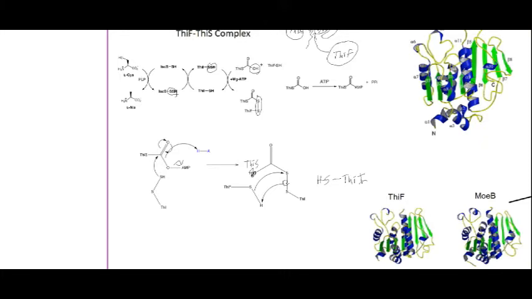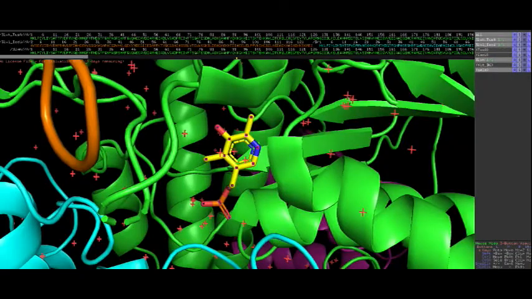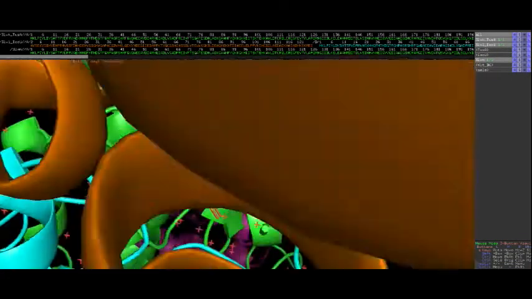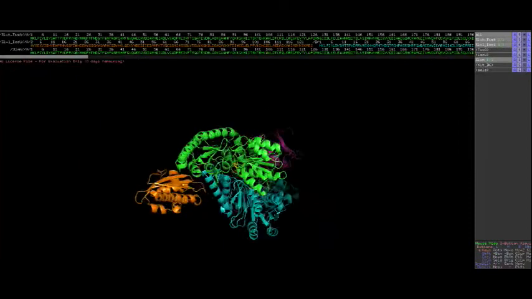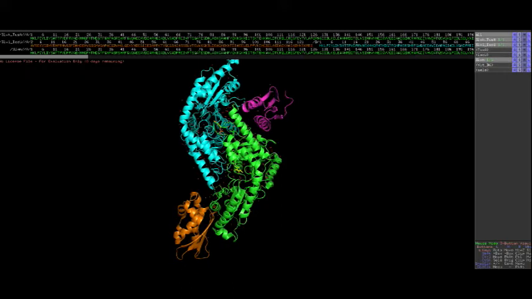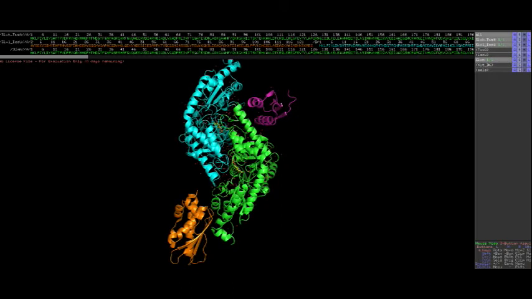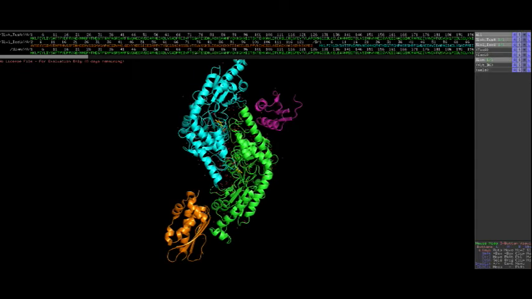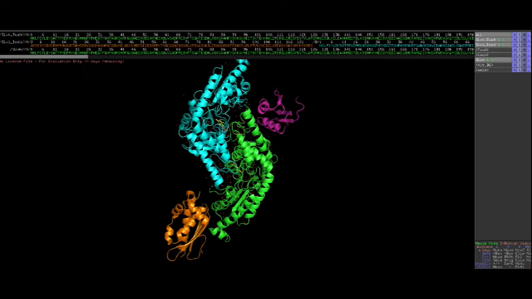All right, so we looked before at our IscS here. As I said, this has the TusA and the IscU bound. I could not find a structure that had the ThiS bound, or the ThiI rather, bound to it.